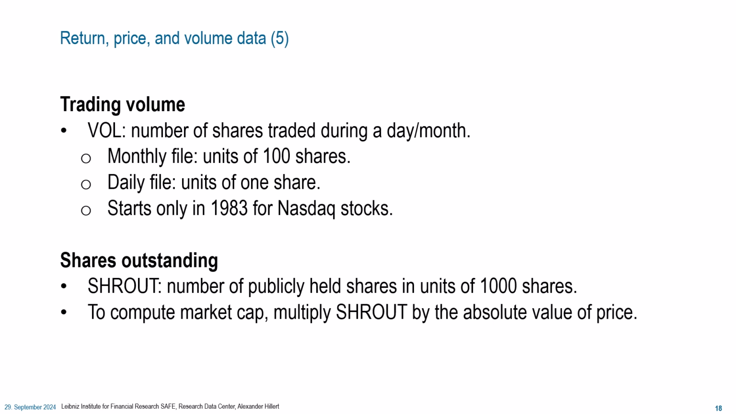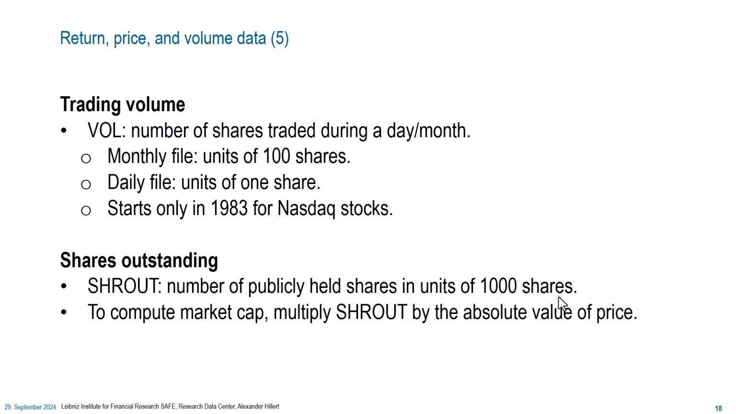To compute market cap, what do you do? You multiply the number of shares outstanding by the share price. And remember here, price can be negative if there was no closing price, but it was a bid-ask average. Therefore, it's important that you take the absolute value of price. So you would have SHROUD multiplied by the absolute value of price, being the market cap in $1,000, because shares outstanding is recorded in thousands. To get it in millions, you further divide it by 1000.